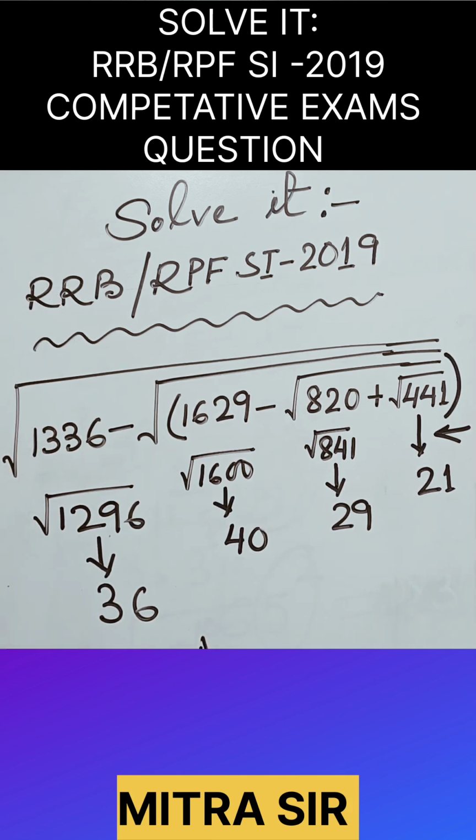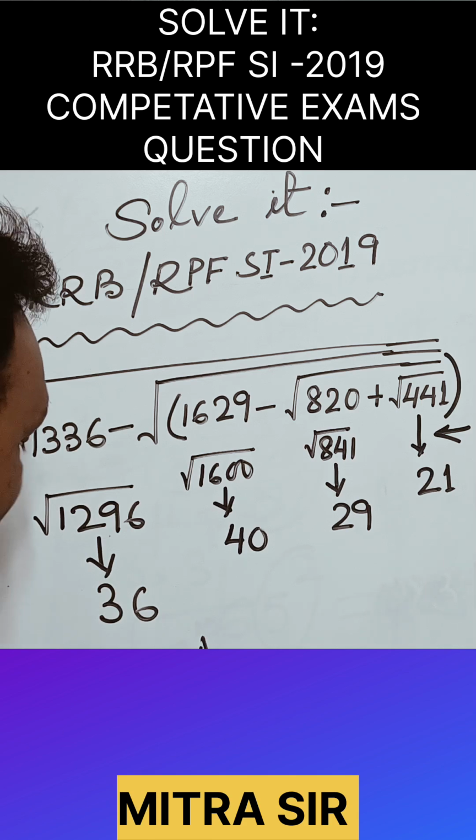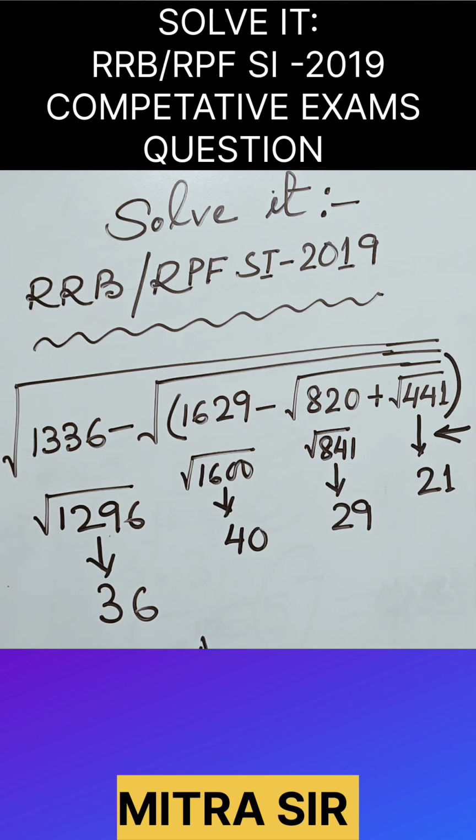So basically this is coming in objective type, MCQ type, so you have to choose the correct answer. So the correct answer is 36. Am I clear to everyone? So I hope I could make it clear.